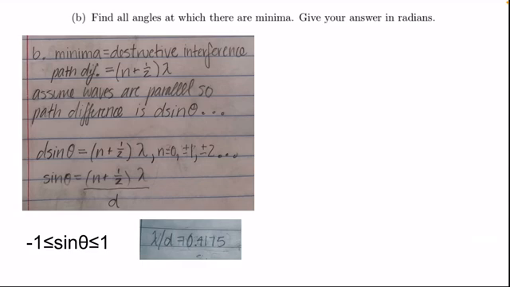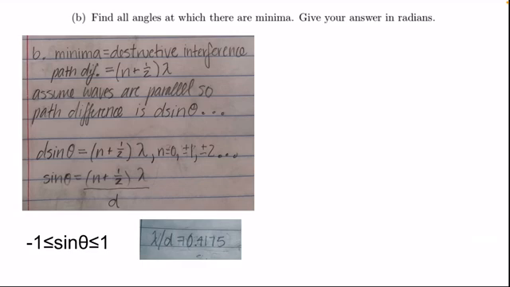Part B is asking us to find all angles at which there are minima. So the equation for minima, which is going to be where these radio waves are destructively interfering, is that the path difference equals n plus 1/2 times wavelength, and we're assuming the waves are parallel, so the path difference is just d sine theta.